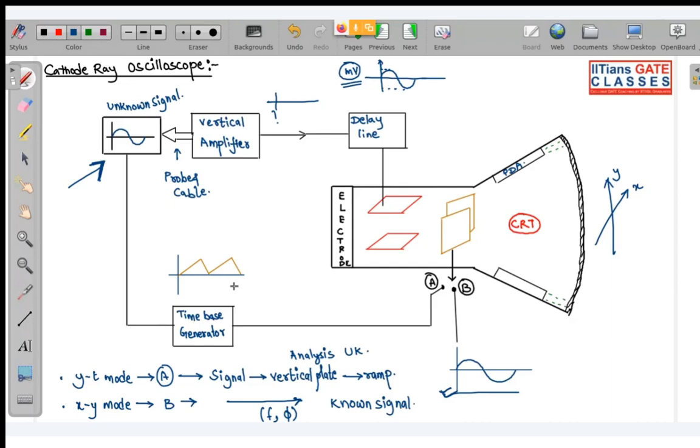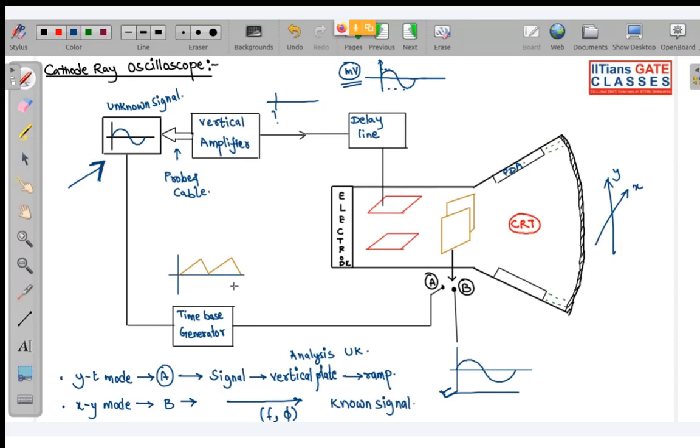Next point, combination of horizontal and vertical plate act as position controller for electron, bracket xy coordinate. Okay, next point.